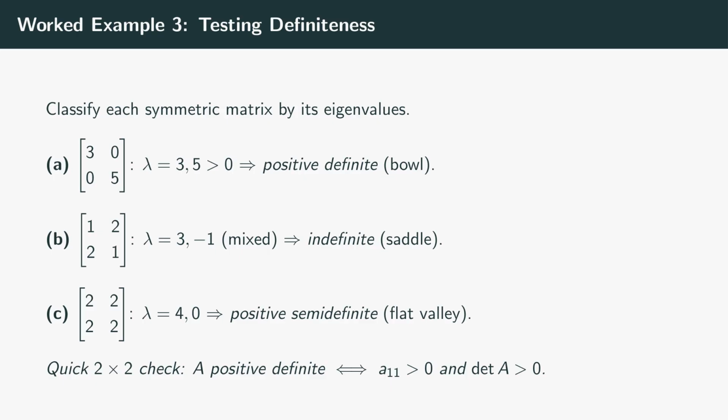Case C, all entries equal to 2. Its eigenvalues are 4 and 0. With one positive eigenvalue and one 0, it is positive semi-definite, a valley that is flat along one whole direction rather than a single low point.